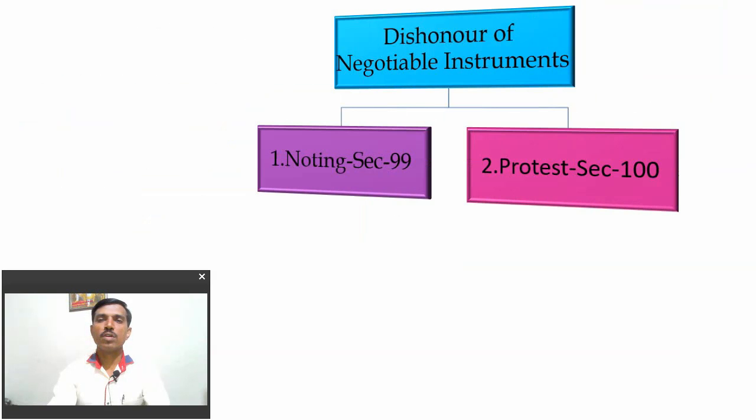On dishonor of a negotiable instrument, some remedies are necessary. The first is giving notice of dishonor, and the second is the noting and protesting of the dishonor of the negotiable instrument. In the case of a check, noting and protesting are not required, but a bill of exchange needs noting under section 99 and protest under section 100.